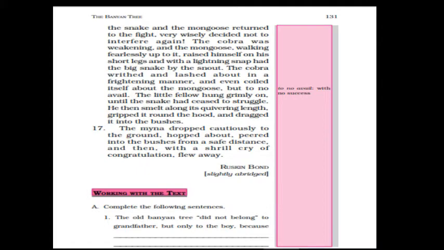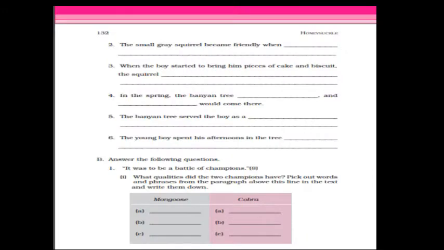The very first one is: complete the following sentence. The old banyan tree did not belong to grandfather but only to the boy. Now these sentences are incomplete. So children, you have to add a sentence and make it complete. So the old banyan tree did not belong to grandfather but only to the boy because the grandfather was too old to climb it.